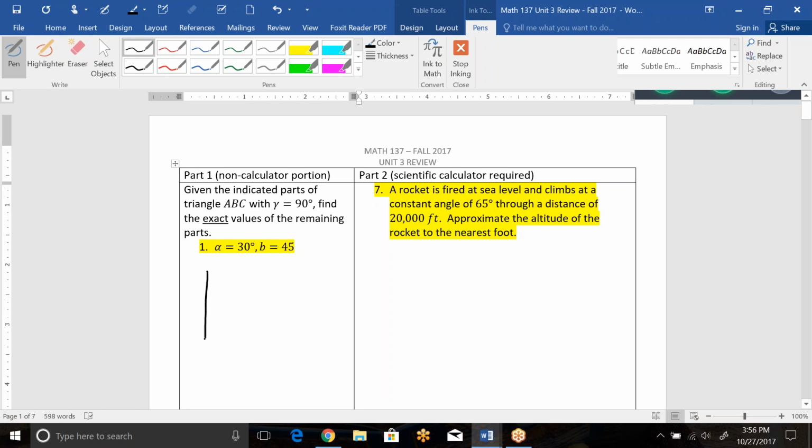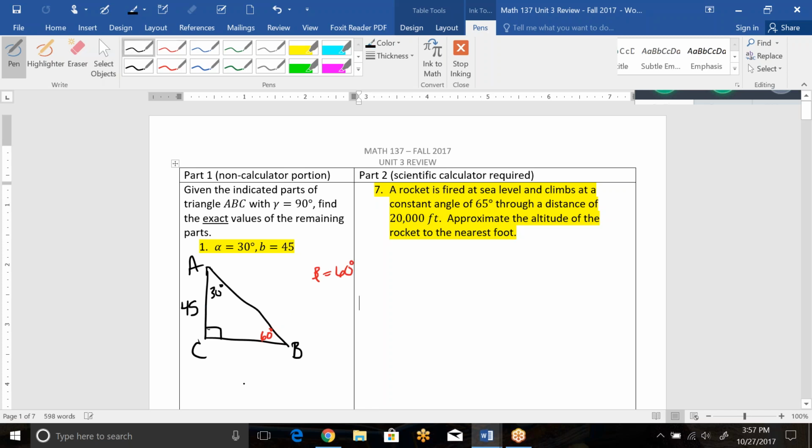angle, so we know this is a right triangle. Remember, gamma is usually at vertex point C. We'll have our A and B for our other two vertices. And then we know that alpha is 30 degrees and that little b is 45. So because of 30 and 90, we know that this other angle here has to be 60 degrees. So that's what beta is.